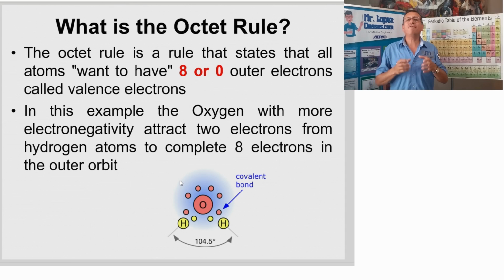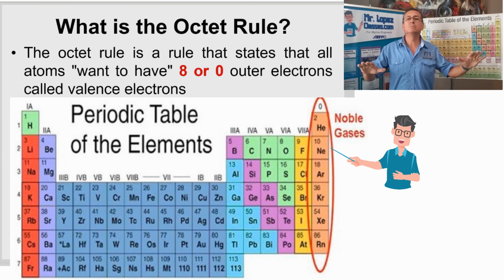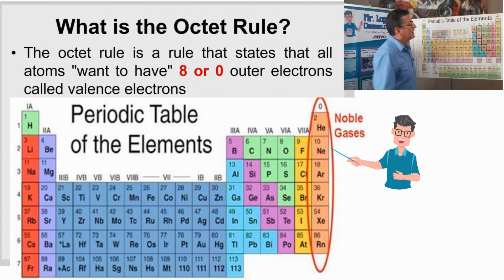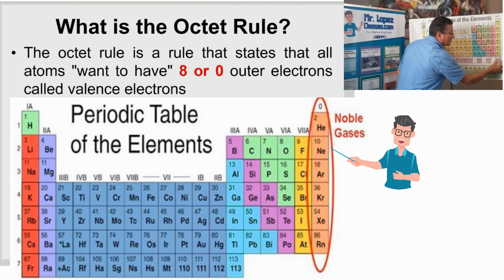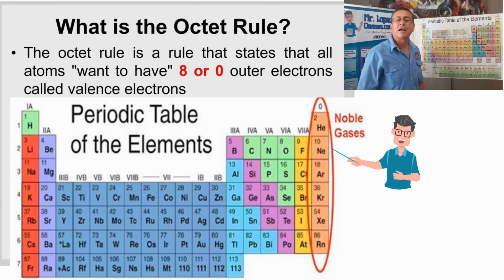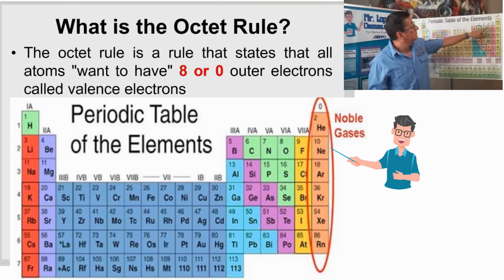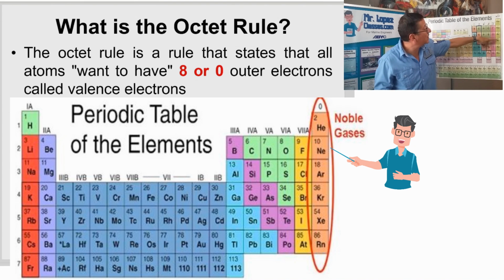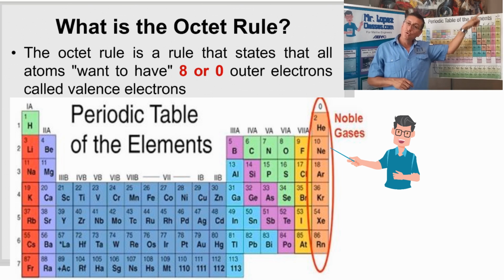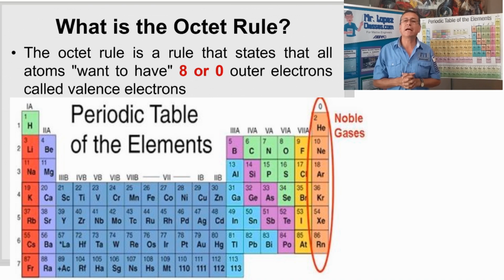When one element has 8 electrons in the last orbit, that element is considered stable. What is the meaning of that? That element is considered to not react with any other element. And that element with 8 electrons in the last orbit is considered a noble element. For that reason, the elements located in group number 8 are called noble gases. They don't react. Helium, neon, argon, krypton, xenon, radon. All of those gases are stable, they do not react.